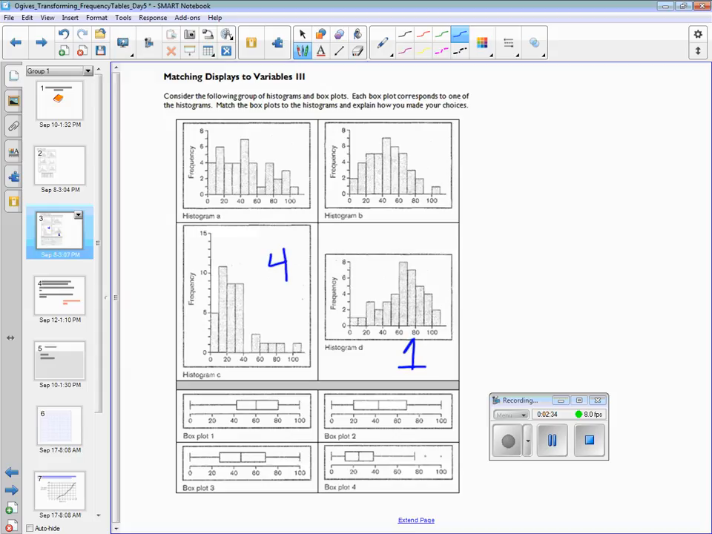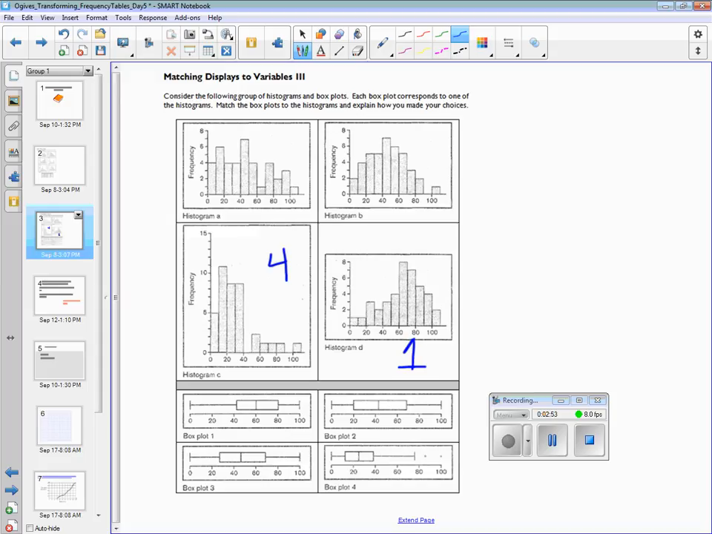Okay? Now the first two are a little bit different. Okay, they're neither really heavily skewed right, nor are they heavily skewed left. So we can't really look at skewness on those. And if you look at the 2 remaining box plots, 2 and 3, I don't really see a heavy skew in either of those either. So what else can I look at?